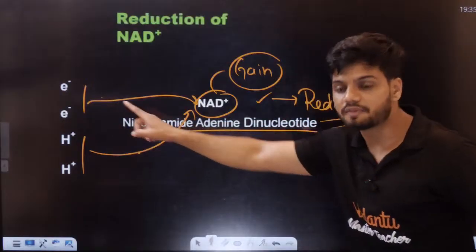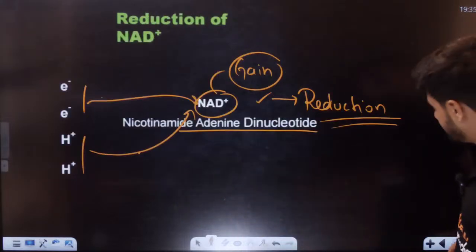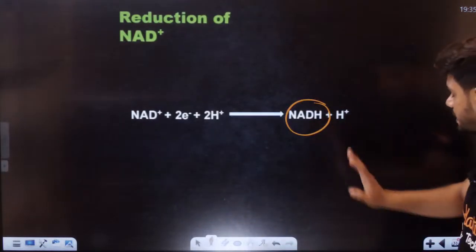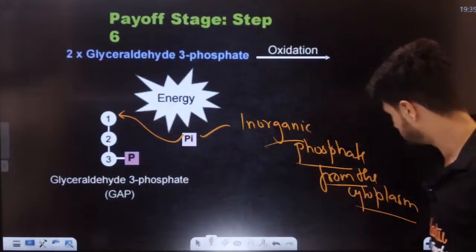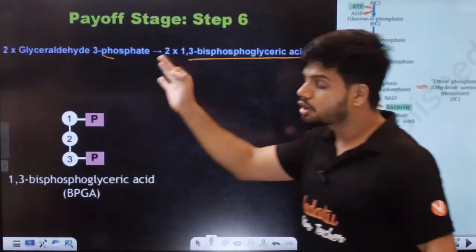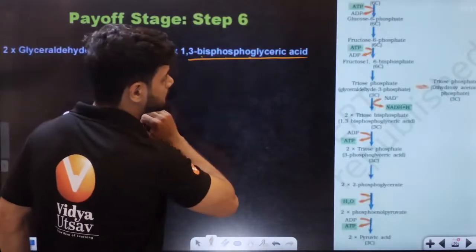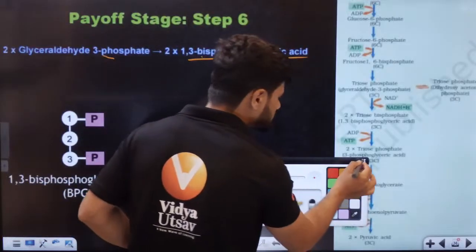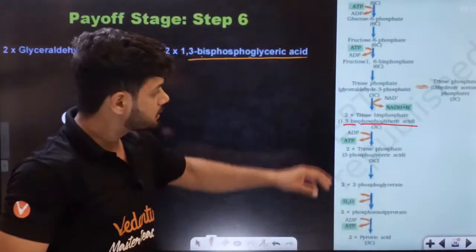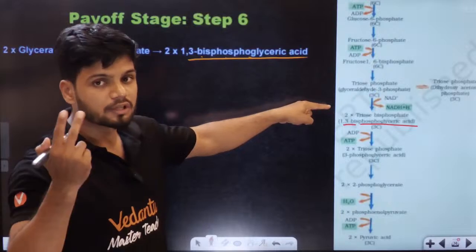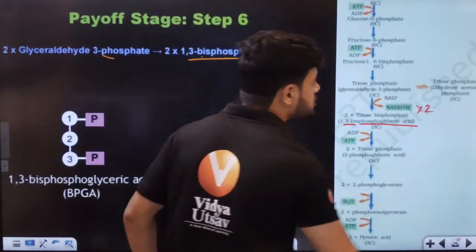These electrons and protons are released from where? They are released from here, GAP, and taken up by NAD+. Now this undergoes reduction to form NADH. This energy is used to bring inorganic phosphate from the cytoplasm and attach it here. And students, from 2 glyceraldehyde 3-phosphate we end up getting 1,3 bisphosphoglyceric acid. Now this is for one molecule, but we are doing it 2 times because there are 2 molecules. So we end up getting 2 NADH, not 1.